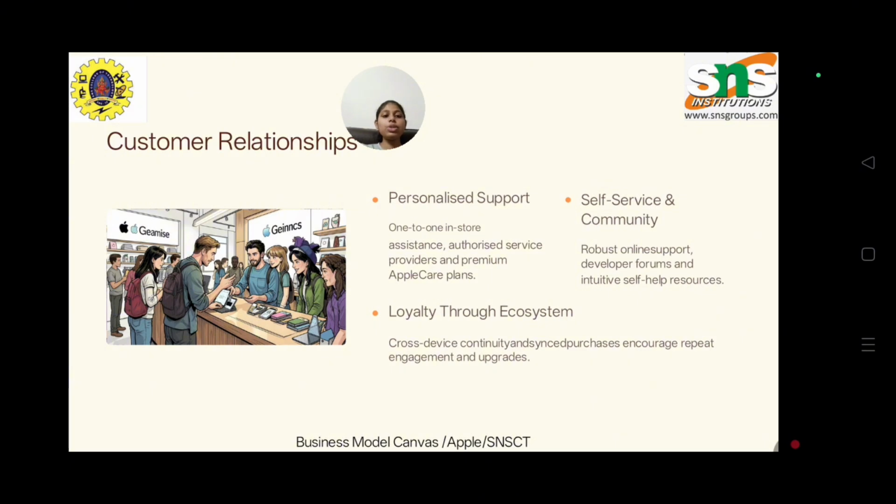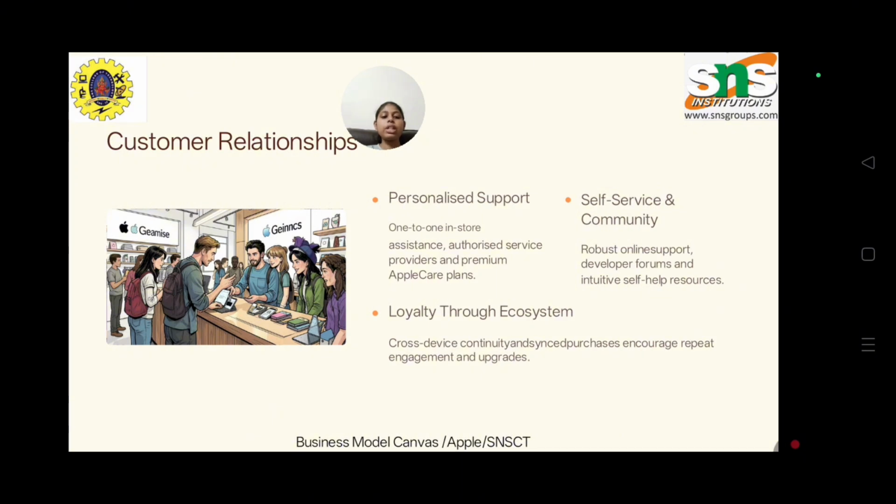Second is loyalty through ecosystem. Apple connects all its devices such as iPhone, MacBook, iPad, and Apple Watch. This seamless integration gives customers a smooth experience and encourages them to continue using Apple products. Third is self service and community. Apple offers online support, user guides, FAQs, discussion forums, and developer communities. These resources help customers solve problems independently and learn more about Apple products.